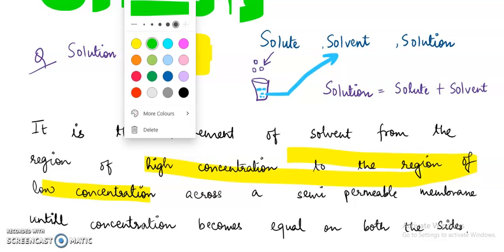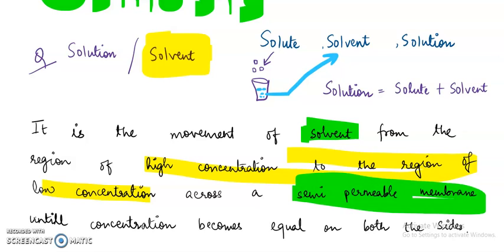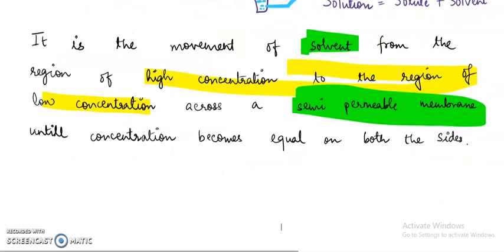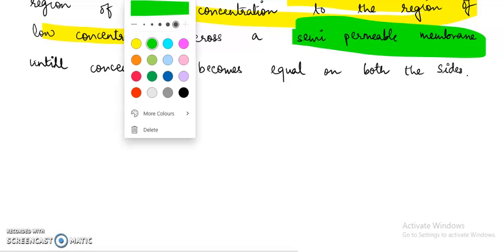So what all things are we seeing extra? It is the movement of solvent. It uses a semi-permeable membrane until concentration becomes equal on both the sides. Now this definition will become clear to you as I'll explain it with the help of an example.